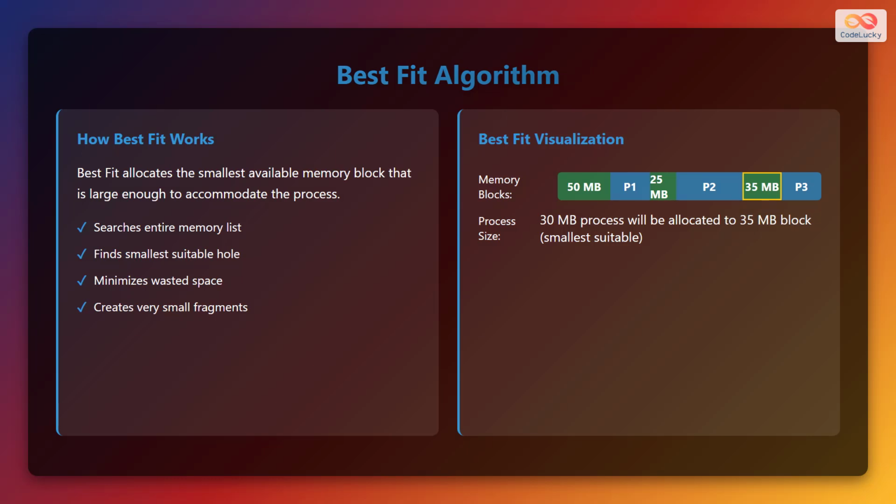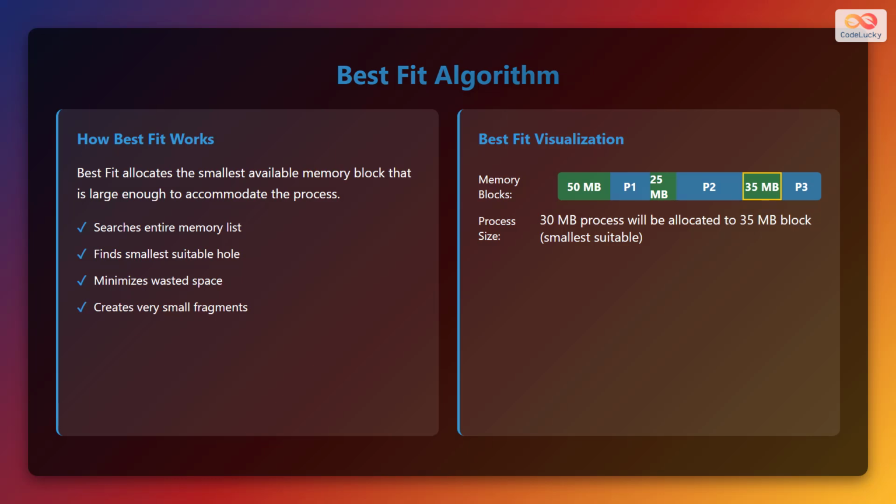Now let's discuss the best fit algorithm. Best fit allocates the smallest available memory block that is large enough to accommodate the process. It searches the entire memory list to find the smallest suitable hole, thus minimizing wasted space. However, this approach creates very small fragments.